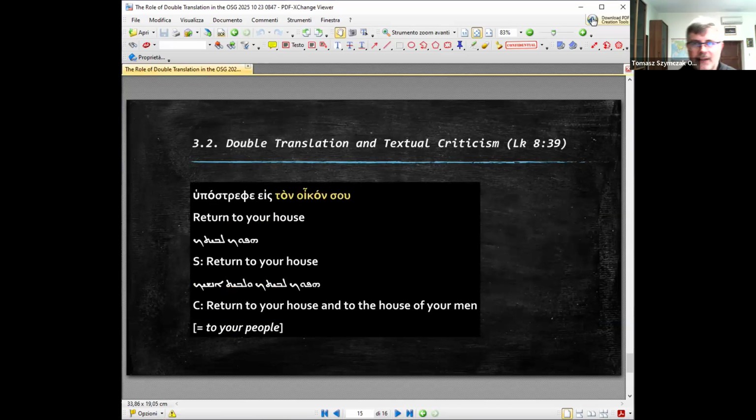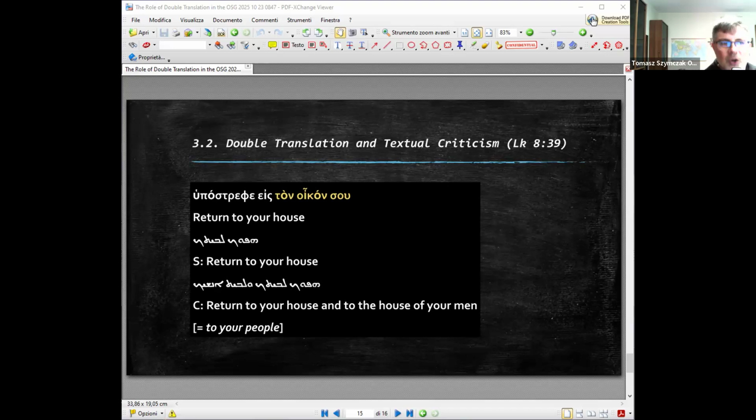And at the end, here I have something taken from Luke, a very simple example. After the healing of the person, Jesus is just asking him to return to your house. We see the Sinaiticus has the same translation, which doesn't deviate far from the Greek: return to your house. And in C we have return to your house and to the house of your men. So we have some doubling here for ton oikon sou.